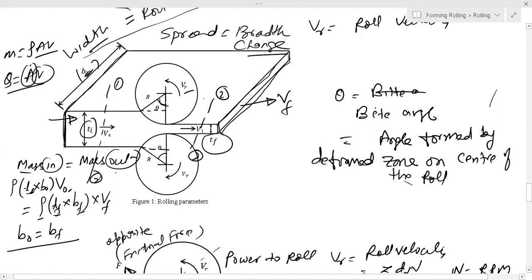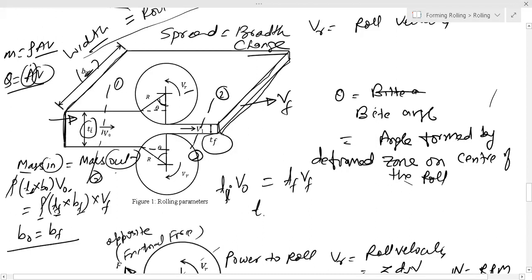We are not interested in a spread. We are not interested in a breadth change. But if it is given in your problem, then you have to consider it. Otherwise, in the general rolling process, our interest is to reduce the thickness by changing length. So again, density is cancelled. So T initial into B initial equals T final and V final.